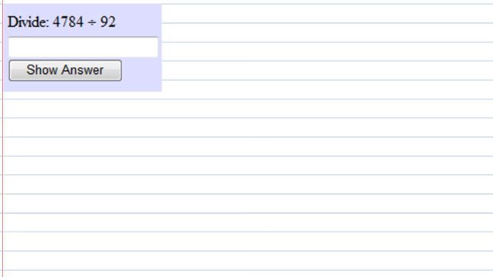Okay, here is a division problem. We were asked to divide 4,784 by 92. So I'm going to rewrite the problem down. Let me write it off to the side here: 4,784, and we're dividing by 92.